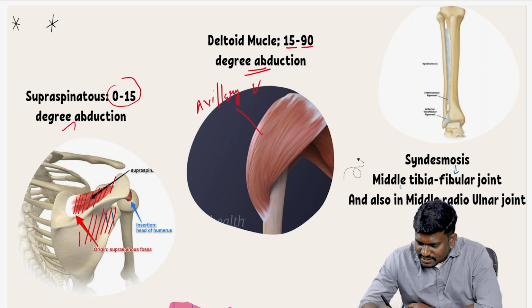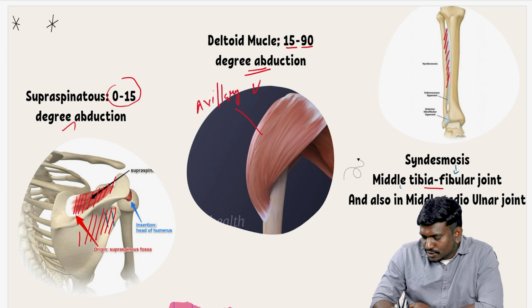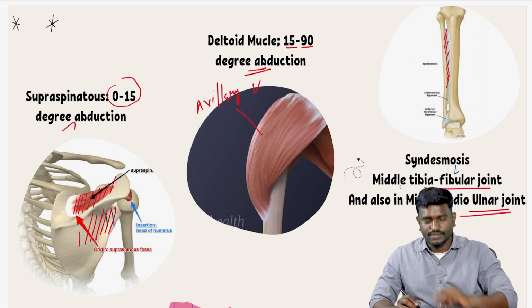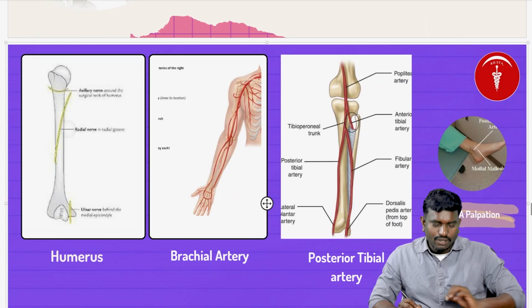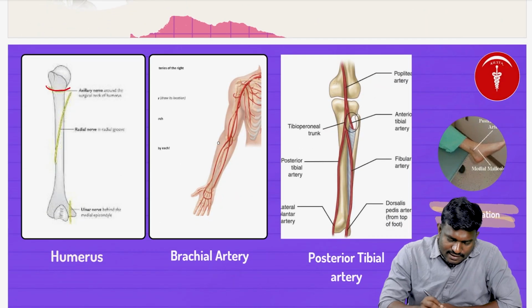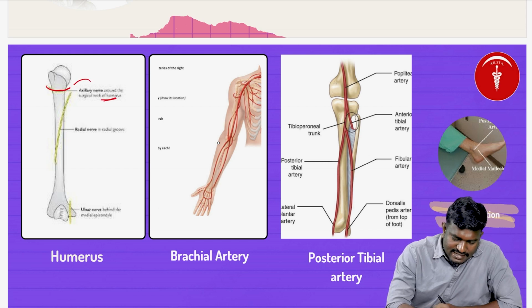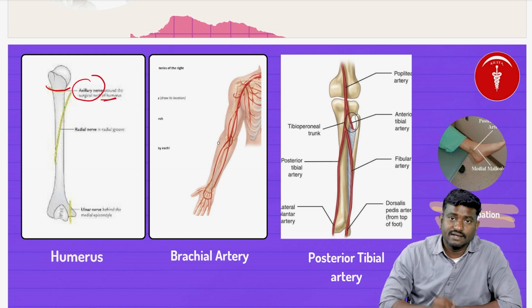Very good. Now, what is this, sir? This is going to be called as what? Syndesmosis. It is going to be between the middle tibiofibular joint and middle radio-ulnar joint. Good. Look at the humerus bone here. The nerve which is supplying here at the surgical neck of humerus is going to be what? Axillary nerve. It is going to be axillary nerve.